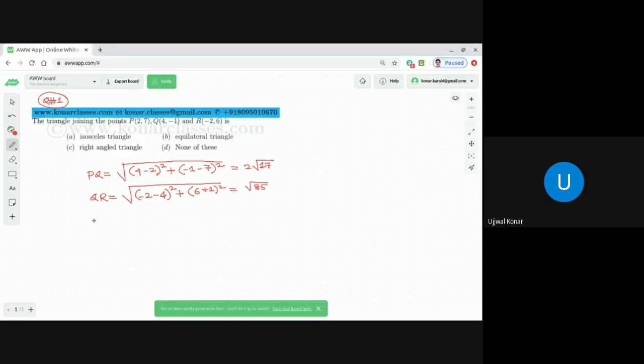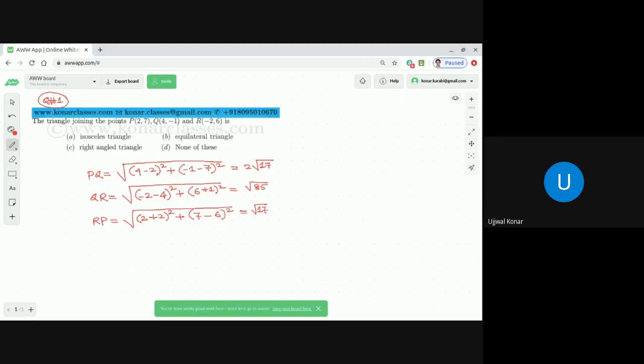And another one is RP. The value of RP is the square root of (x coordinate of P, that is 2, minus x coordinate of R, that is -2, so minus of -2 is +2), so (2 plus 2) whole square, plus (y coordinate of P, which is 7, minus y coordinate of R, which is 6) whole square. That is equal to square root of 17.